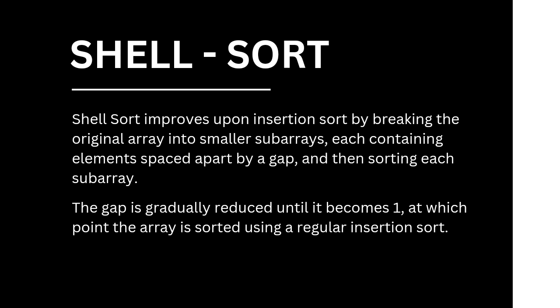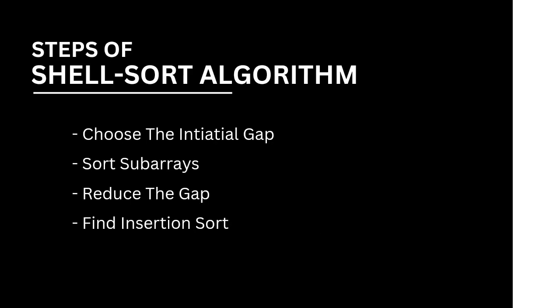Once you understand the definition, let's move on to the steps and see how it is performed. Step 1, choose the initial gap. Step 2, sort subarrays. Step 3, reduce the gap and do the final insertion sort. Let's understand each of those steps a little more briefly. The first one is to choose an initial gap. Start with a large gap value, often half of the array length, and reduce it over iterations. That's how it works.